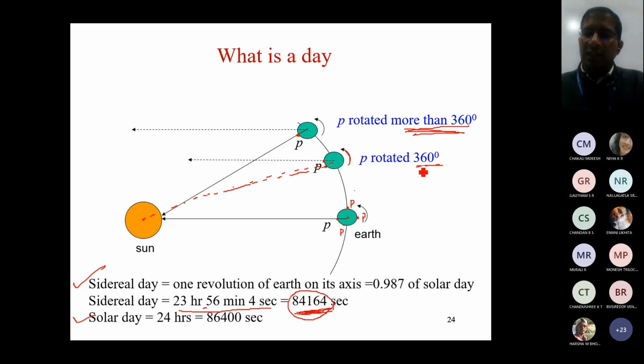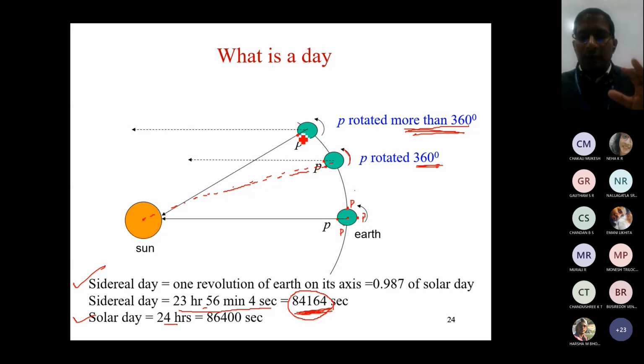So 360-degree rotation does not mean it is a solar day. A solar day is more than a 360-degree rotation. That means when Earth completes more than a 360-degree rotation, that is a solar day, and that solar day is called 24 hours. That means today's noon to exactly tomorrow's noon is 24 hours, which is what we fixed our clock to. But a sidereal day is when it completes exactly a 360-degree rotation, which is less than a solar day.